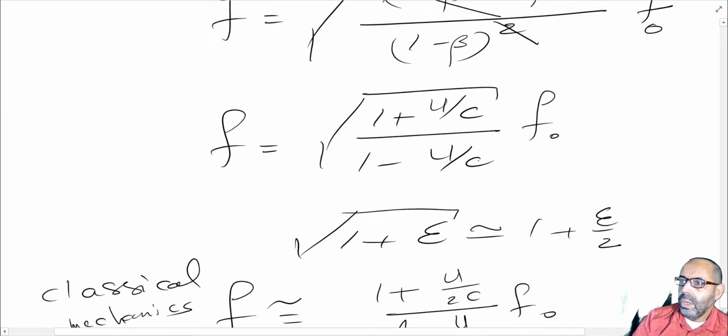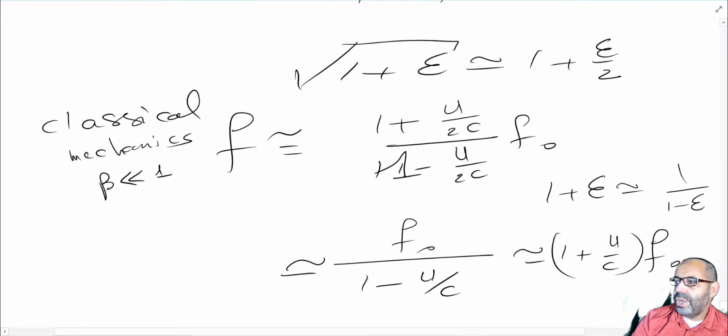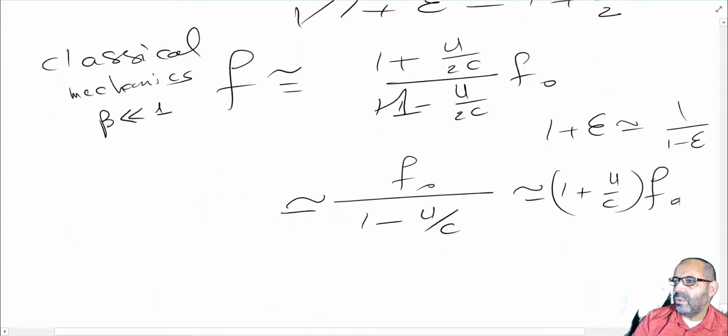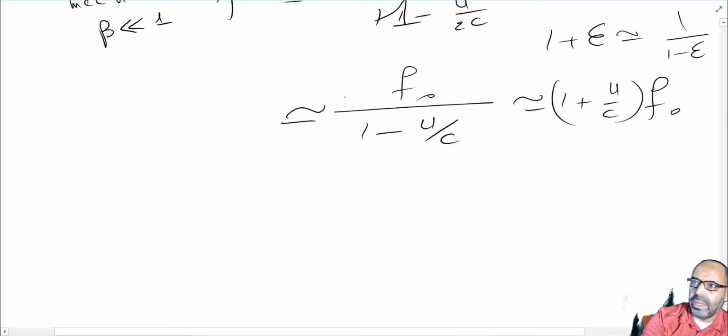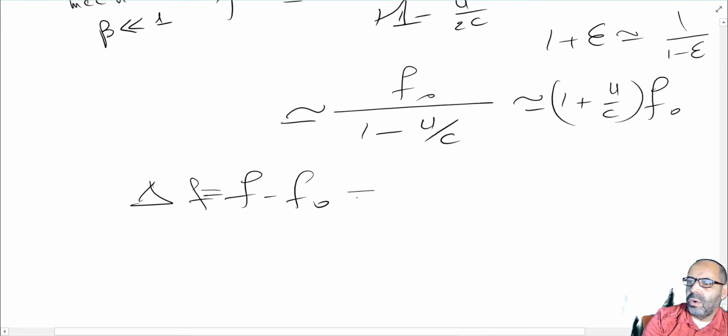Okay. Anyway, so the shift actually, which is useful for doing measurements, at least for galaxies and stuff like that in astronomy. So if I consider f minus f naught, all I have to do is just multiply this term by 1 and move it to the other side. So that's going to be the change in frequency is going to be equal to, roughly of course, u over c times f naught.